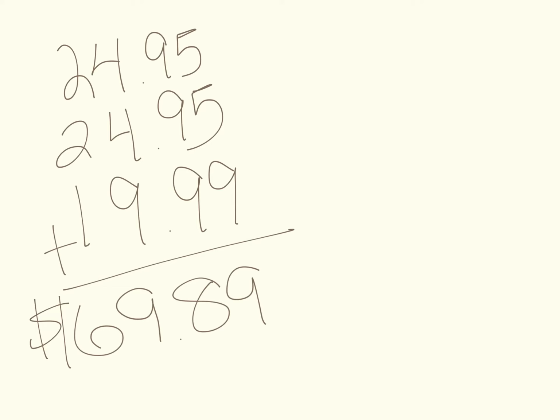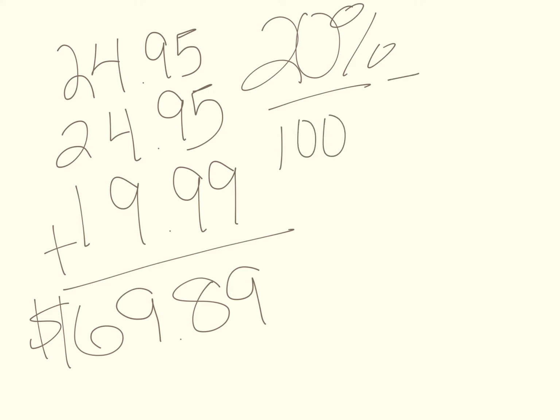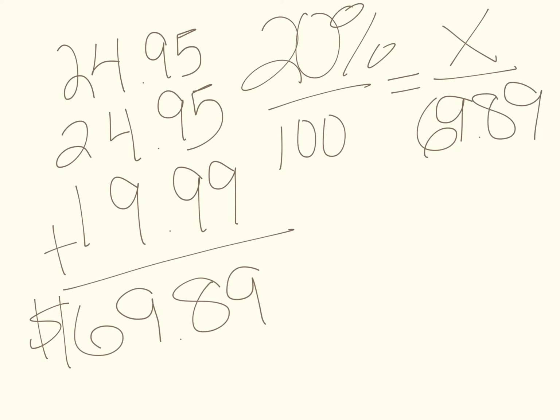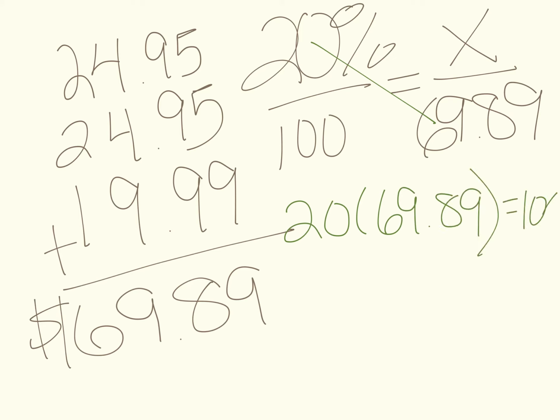But from American Eagle's website, we can see that I will save 20% off 3 items. So we're going to write a proportion. Percent's always out of what number? Yes, 100. We're going to find the amount I'll save if they originally cost $69.89. So we have a proportion, and we know how to solve a proportion. We're going to cross multiply: 20 times $69.89 will equal 100 times X.